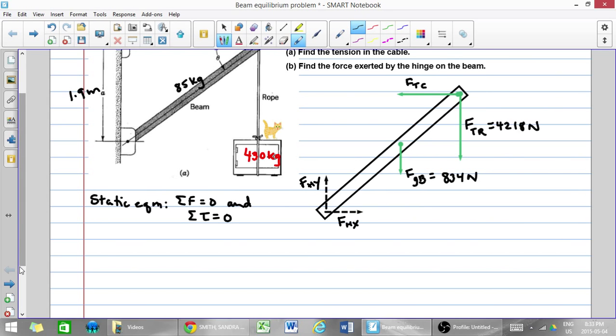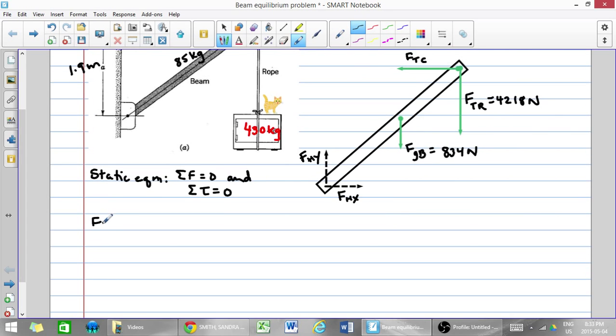Let's deal with forces first. That's what you're familiar with. So the sum of the x forces. We have the force of the hinge going to the right, and to the left, force of tension in the cable. And I think we're stalled at that point. We don't know either of those. So we'll be back here, but let's move on in the meanwhile.